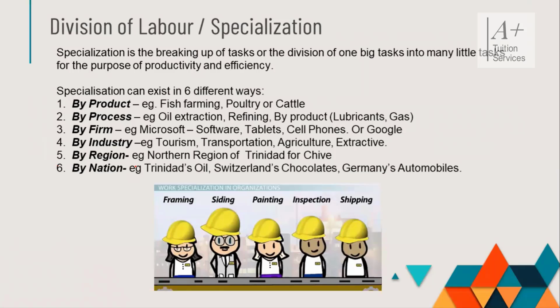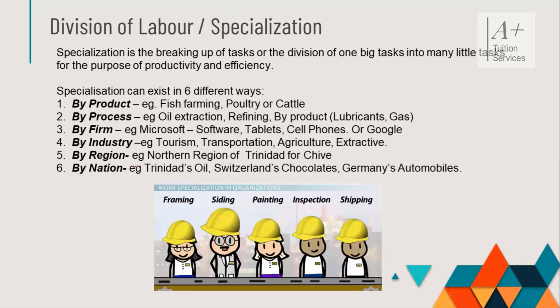We talk about now the division or specialization of labor. Specialization is the breaking up of one big task into many little tasks for the purpose of productivity and efficiency. We specialize in six different ways. By product, for example, fish farming, poultry, or cattle. We specialize by process, for example, oil extraction, then refining it, and then the byproducts, lubricants and gas.